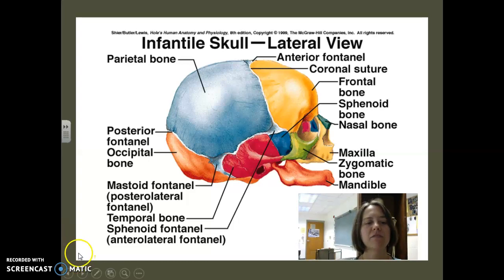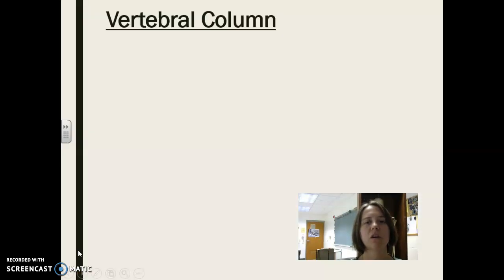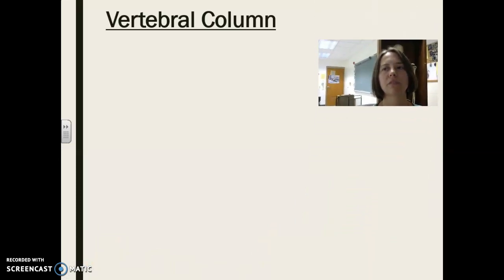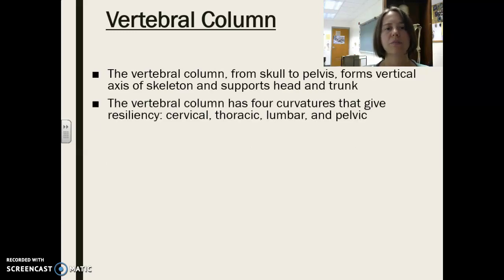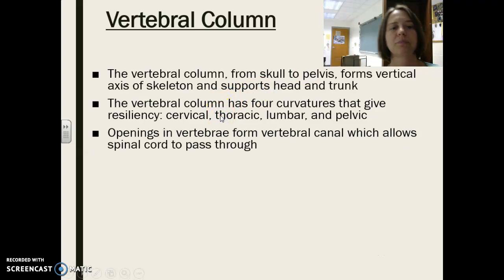Moving inferiorly from the skull, we go to the vertebral column. And the vertebral column forms from the skull to the pelvis. It forms a vertical axis of the skeleton, which helps support the head and the trunk. The vertebral column has 4 curvatures that give resiliency. So first up, there is the cervical, then the thoracic, the lumbar, and then the pelvic, which is the final curvature. Openings in the vertebrae form the vertebral canal, which allows the spinal cord to pass through.